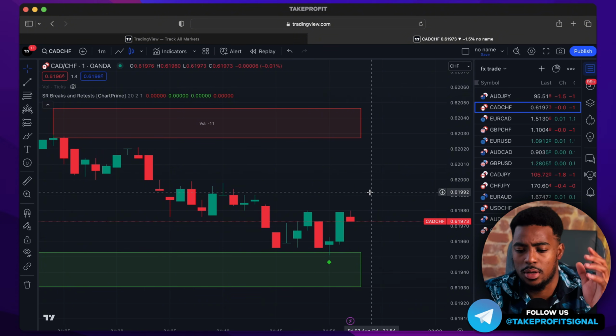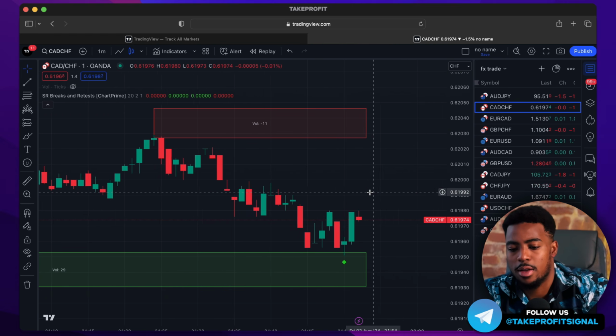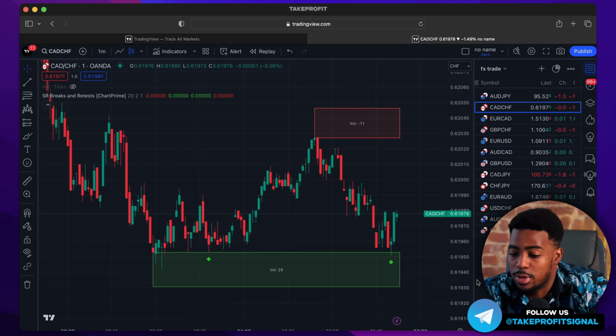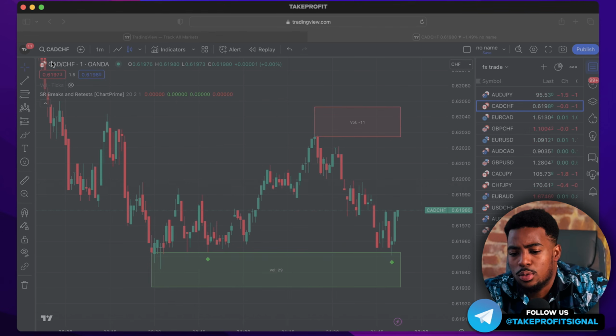A little about the indicator. This is an automatic level indicator. We can certainly draw the levels ourselves, but why do that?